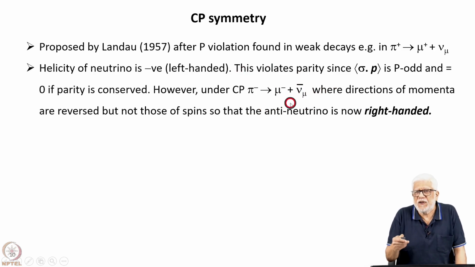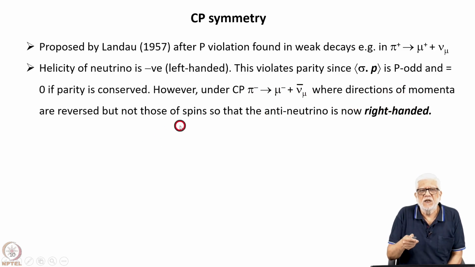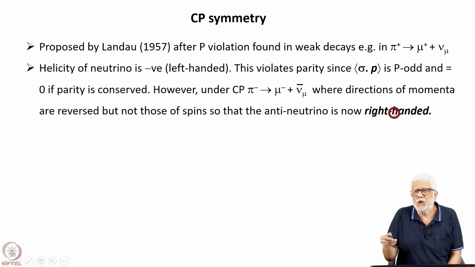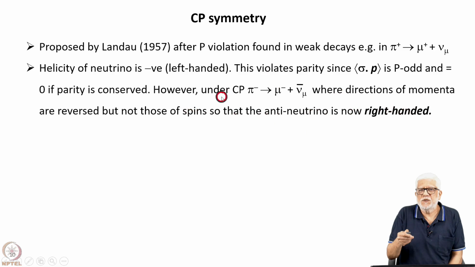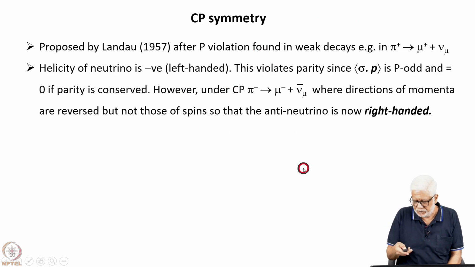So, it does happen in fact. The directions of the momenta are reversed, but not those of spin, because of course parity does not change the sign of the spin, but the anti-neutrino now is right-handed. So, this process goes through. So, CP symmetry is conserved in weak decays and weak processes such as this.